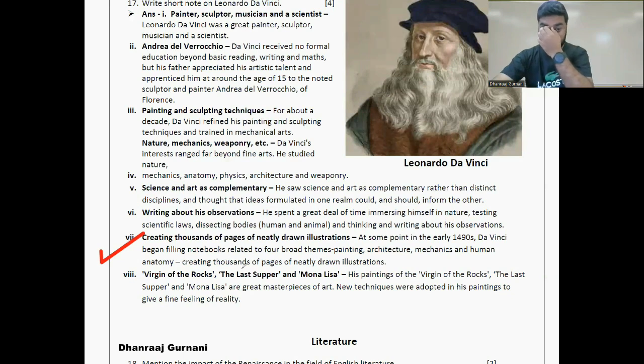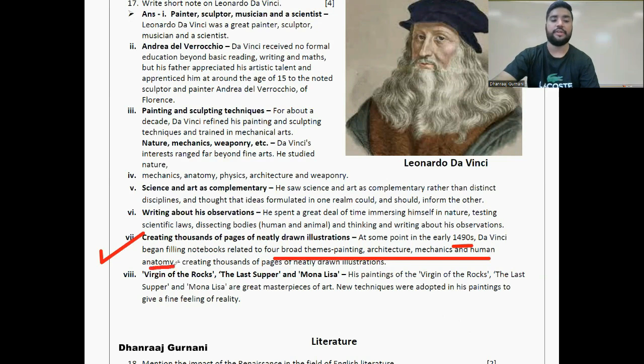Seventh one, last two, creating thousands of pages of neatly drawn illustrations. At some point in the early 1490s, Da Vinci began filling notebooks related to four broad themes, which are painting, architecture, mechanics, and human anatomy, creating thousands of pages of neatly drawn illustrations.